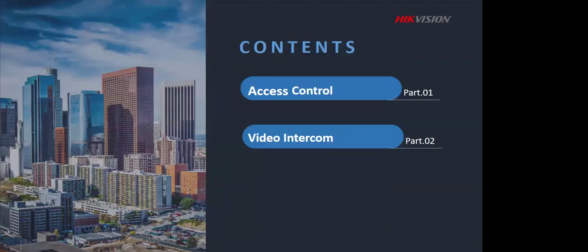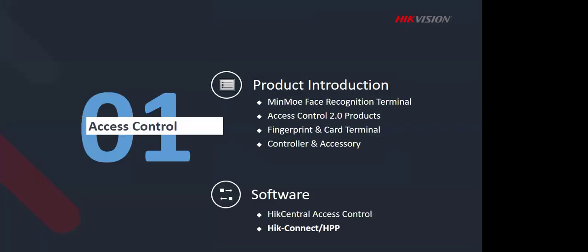In that first category of access control, we're going to highlight some additional features. Those features will be as follows. Going through that itself. Okay, it's taking a bit of time to load again. So that's going to be our Minmo facial recognition terminals, the access control 2.0, as well as fingerprint and etc. So we're going to get into the software as well there.